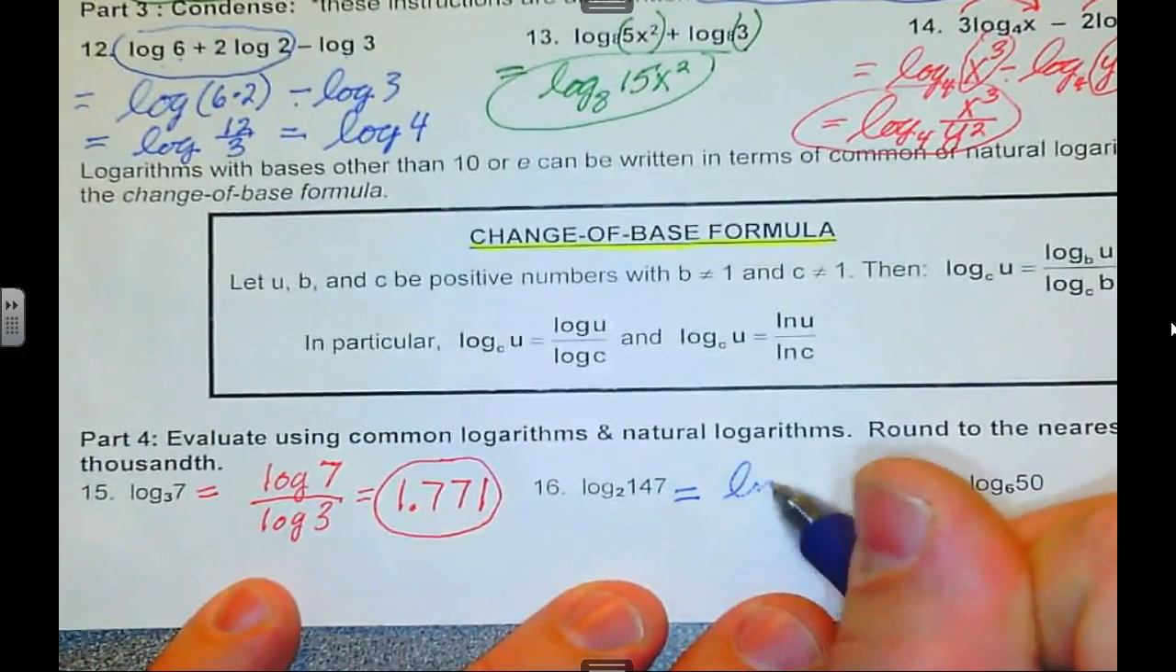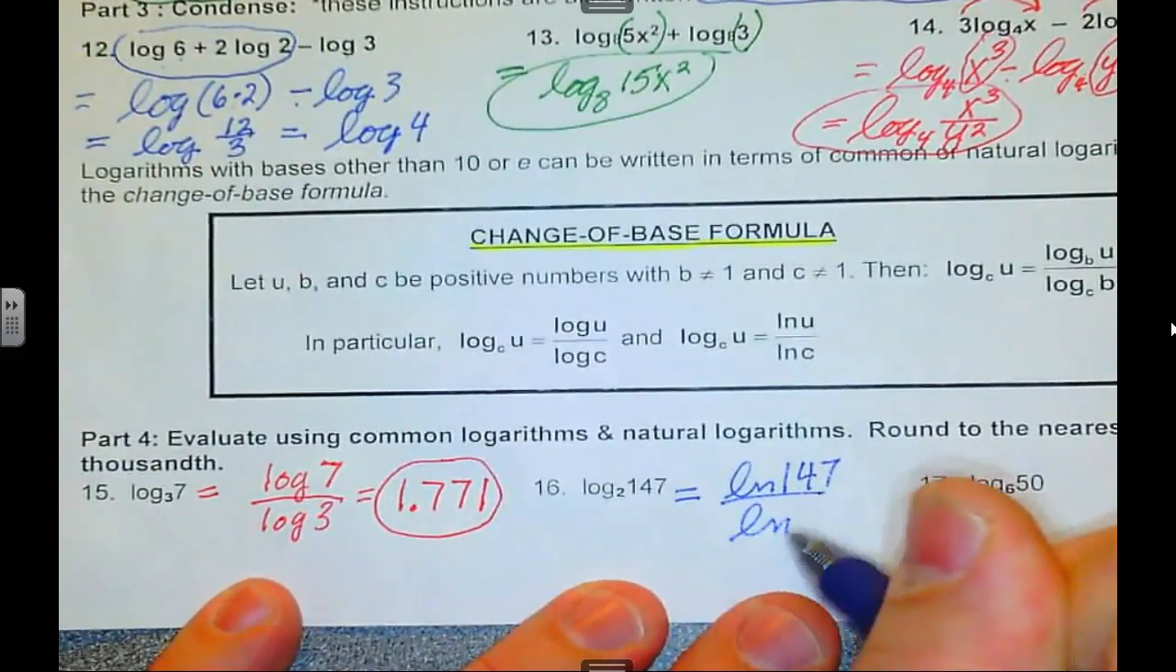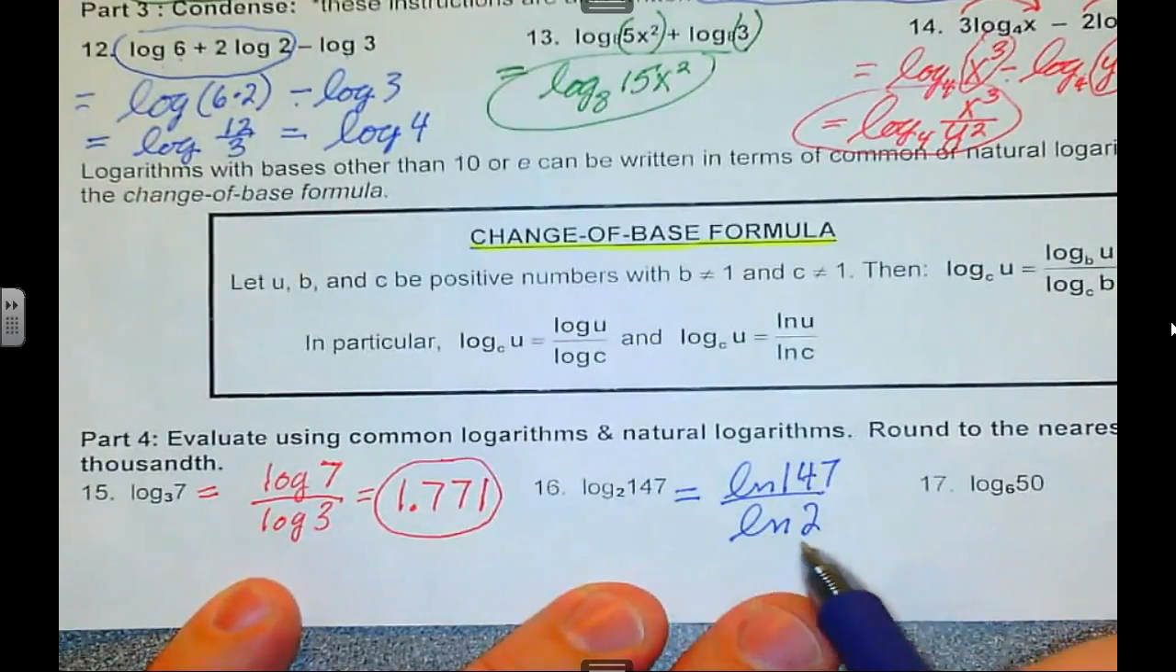Okay, you can also use the ln key. You could use ln of 147 over ln of 2. You must put the number on top and the base on the bottom.